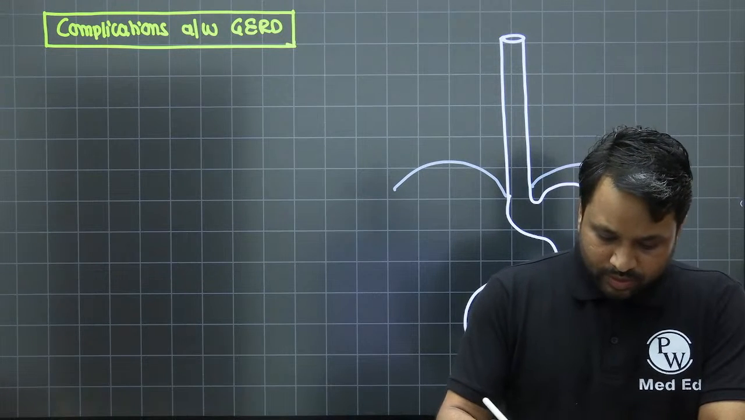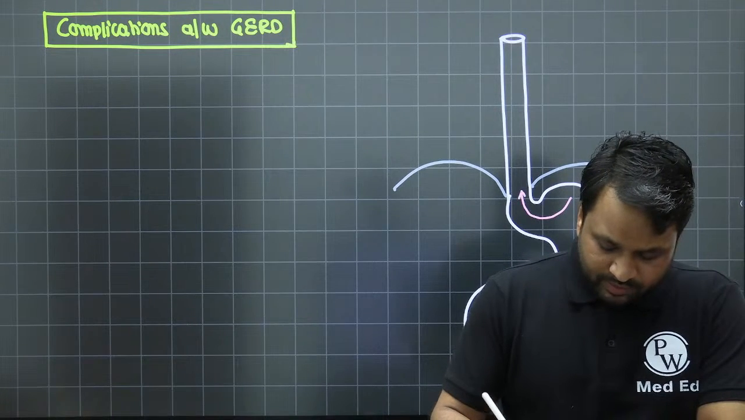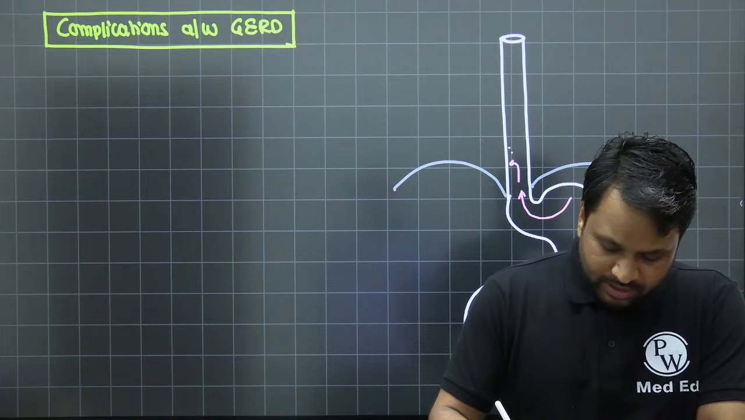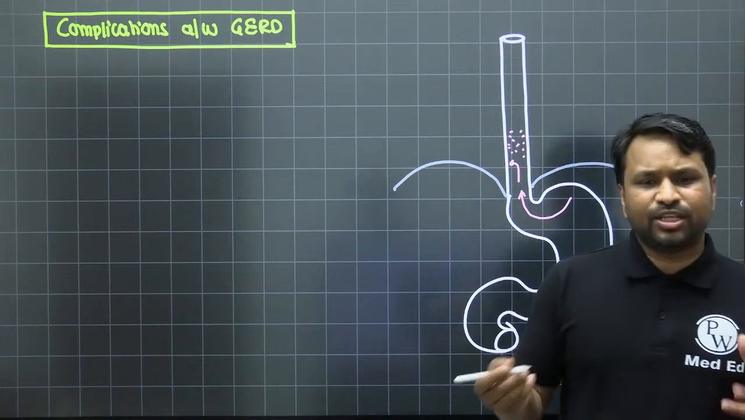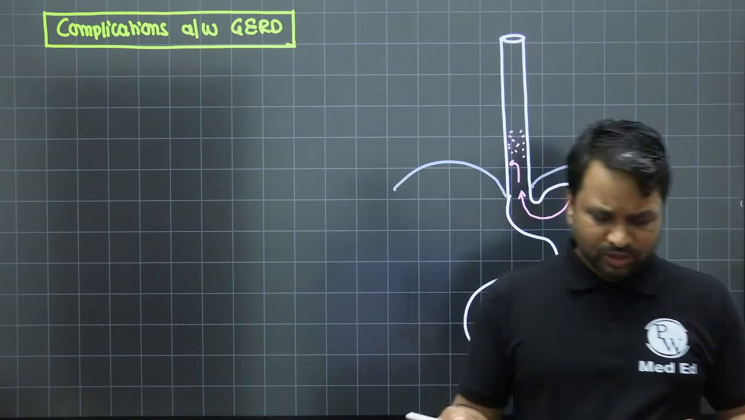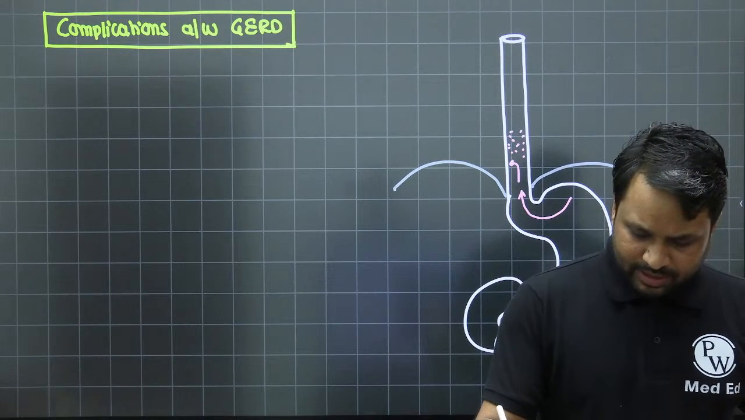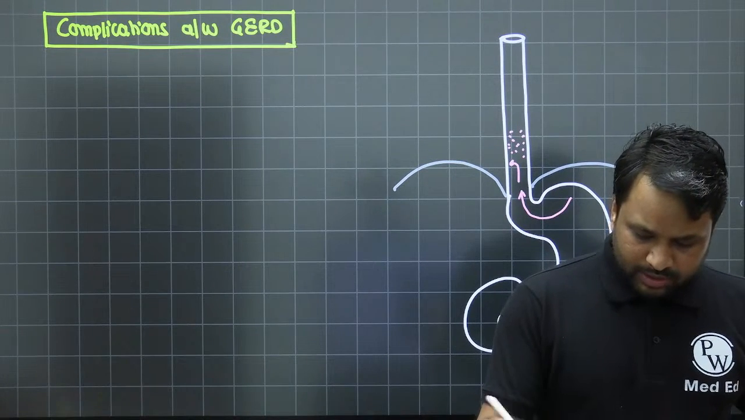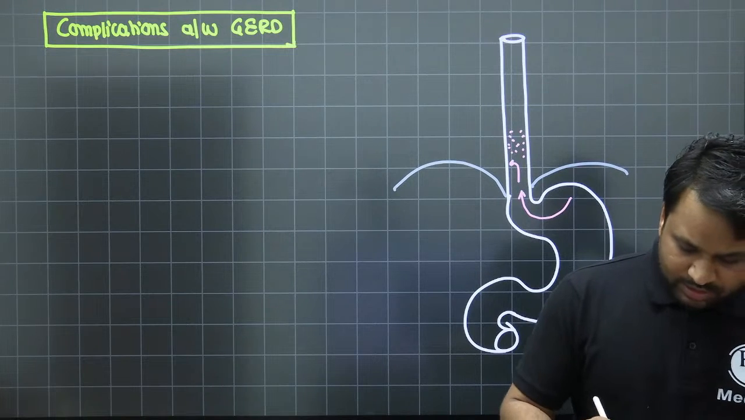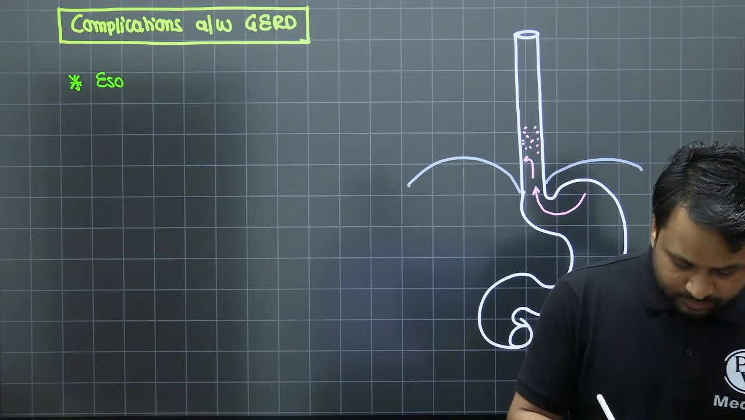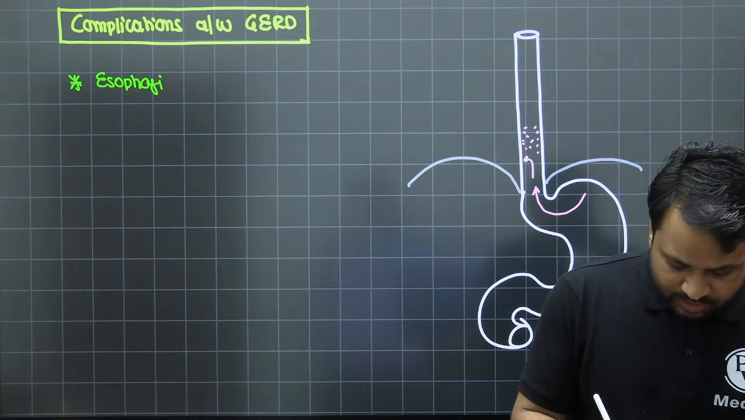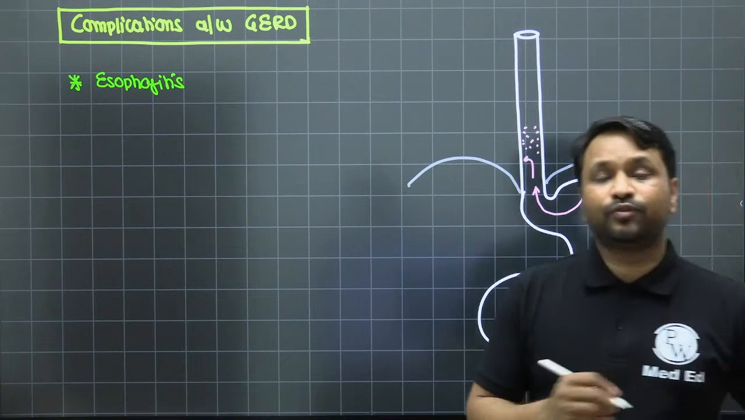Now, as you know, every time the acid refluxes into the esophagus, it is going to cause esophageal injury. Any injury in the body will heal by inflammation. So that inflammatory response that you experience out here is what we call esophagitis. So these are the patients who will have features of esophagitis.